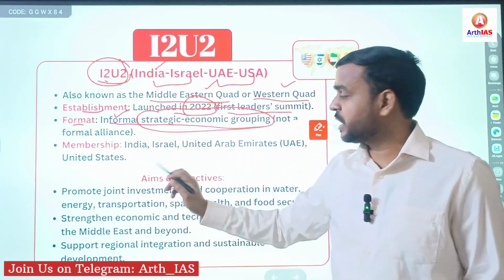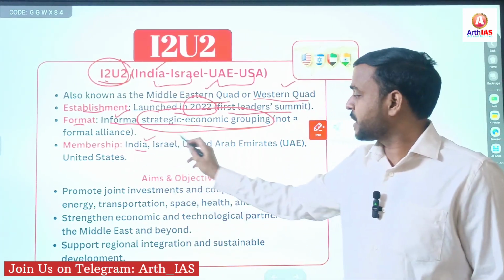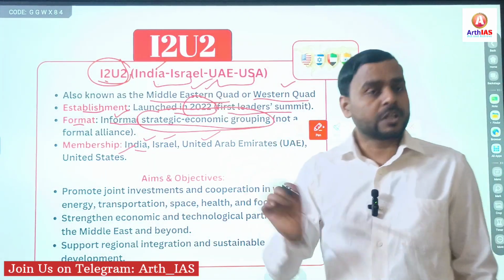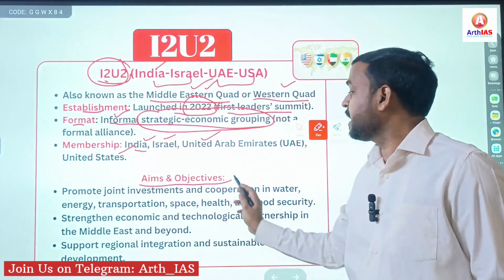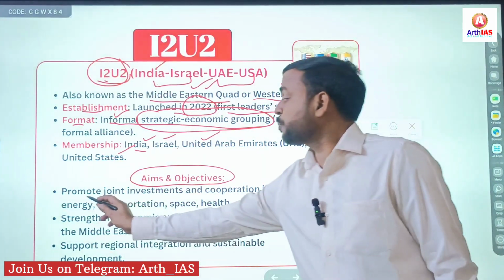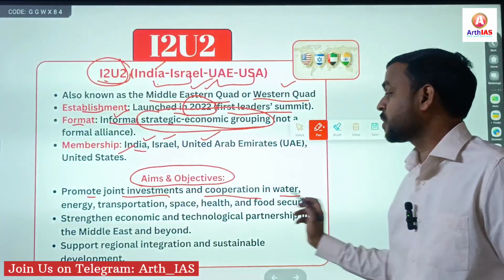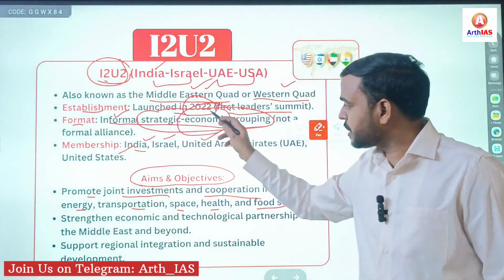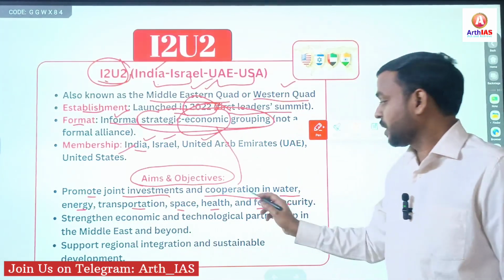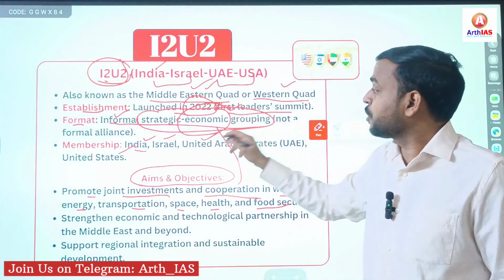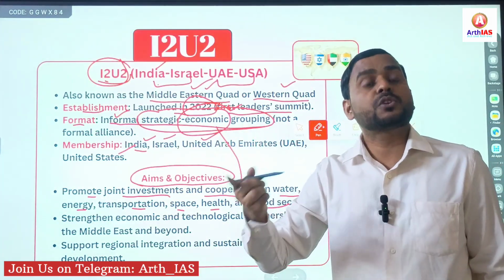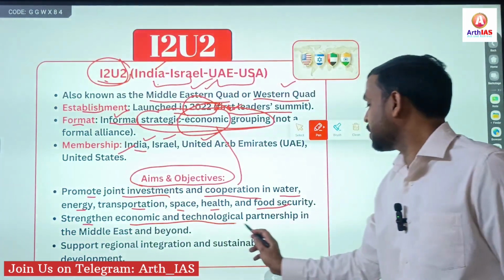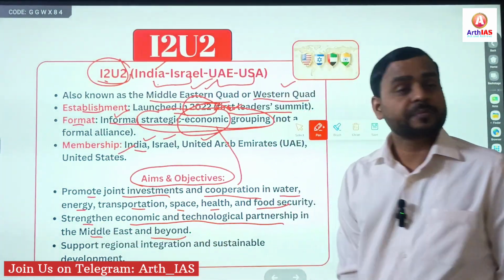Next, membership. We have already discussed four countries: India, Israel, UAE, and US, also known as Western Quad or Middle Eastern Quad. Clear? Now, what are the aims or objectives? First is to promote joint investments and cooperation in water, energy, transportation, space, health, and food security. So, mainly its focus areas are these, right? And what is the core objective? Core objective is strategic economic partnership, right? It strengthens economic and technological partnership in the Middle East and beyond.